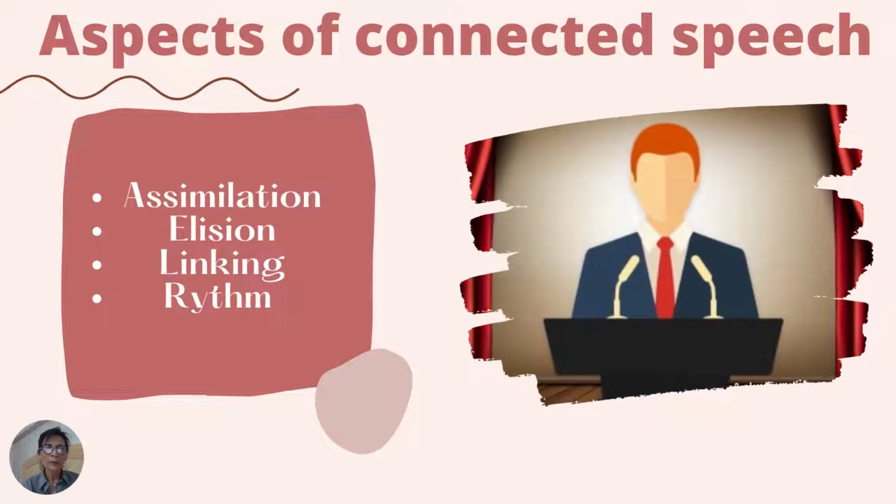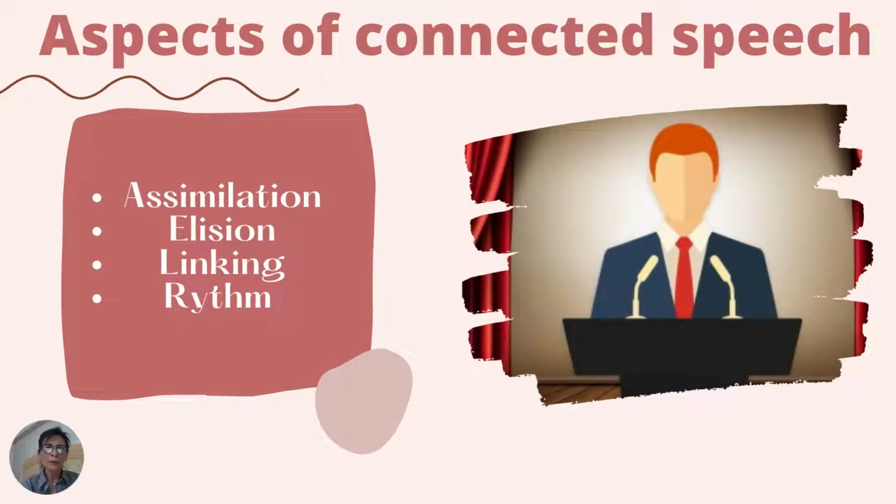Slide 11. Assimilation occurs when two sounds become more similar to one another because they are spoken consecutively. Elision generates problems in word recognition because it eliminates some sounds. Linking is a way of joining the pronunciation of two words so that they are easy to say and flow together smoothly. Rhythm is a phenomenon that carries over into the issue of stress.